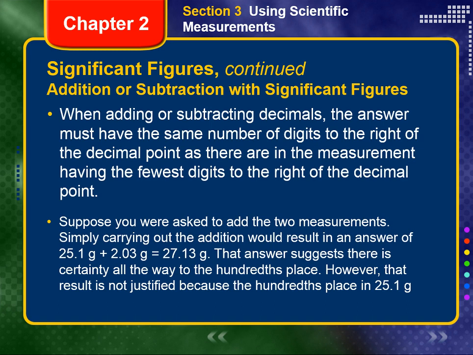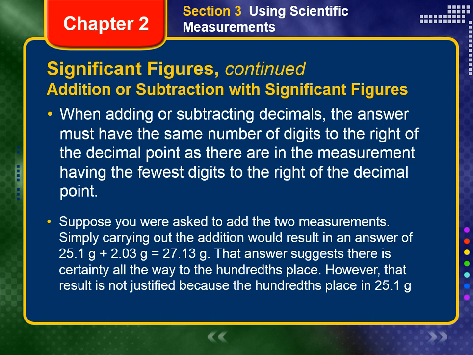The first measurement, 25.1 grams, has one digit to the right of the decimal point, in the tenths place. There is no information on possible values for the hundredths place. That place is simply blank and cannot be assumed to be 0. The other measurement, 2.03 grams, has two digits to the right of the decimal point. It provides information up to and including the hundredths place.